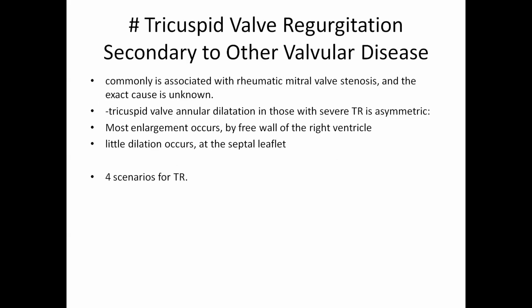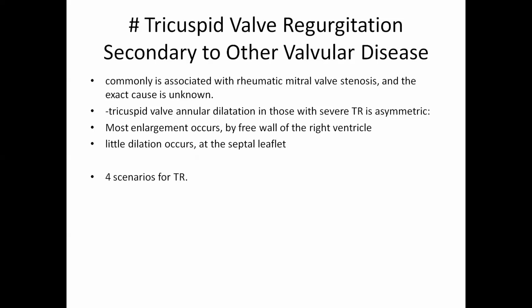For the second valve physiology, it's tricuspid valve regurgitation, which is secondary to any other valve disease. Commonly it is associated with rheumatic mitral valve stenosis, and the exact cause of tricuspid regurgitation is unknown. And tricuspid valve annular dilatation in those with severe TR is usually asymmetric. The dilatation of the annulus in the tricuspid is usually asymmetric.